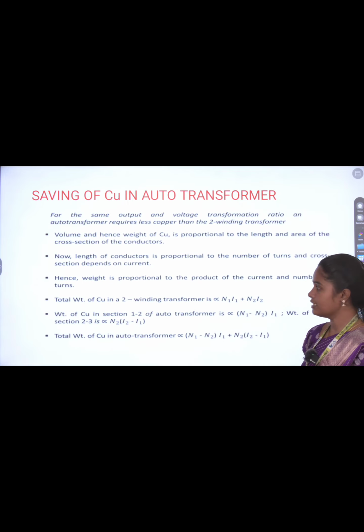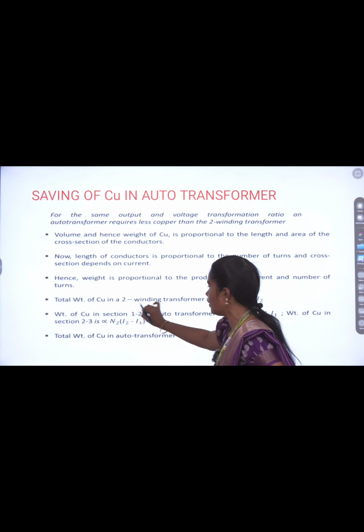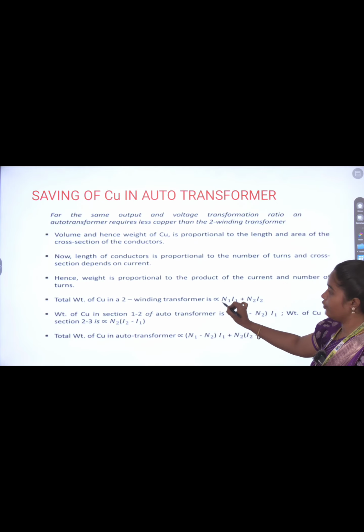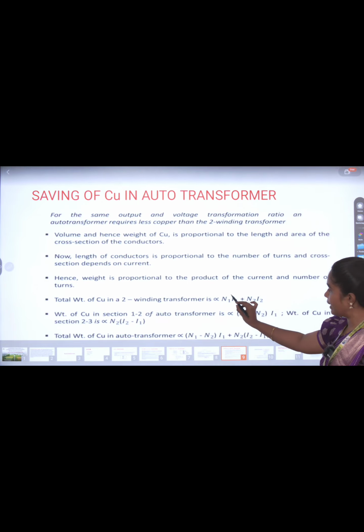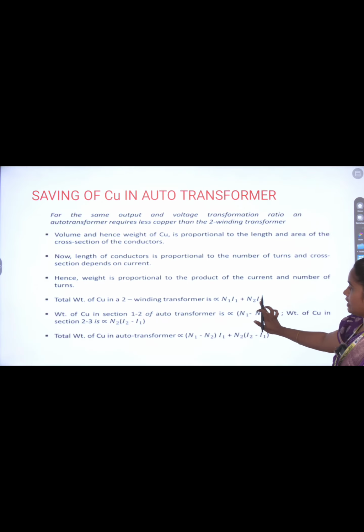First, we have to analyze the total weight of copper in a two winding transformer. Total weight of copper in a two winding transformer is proportional to N1 I1 plus N2 I2. That means the primary part and the secondary part.